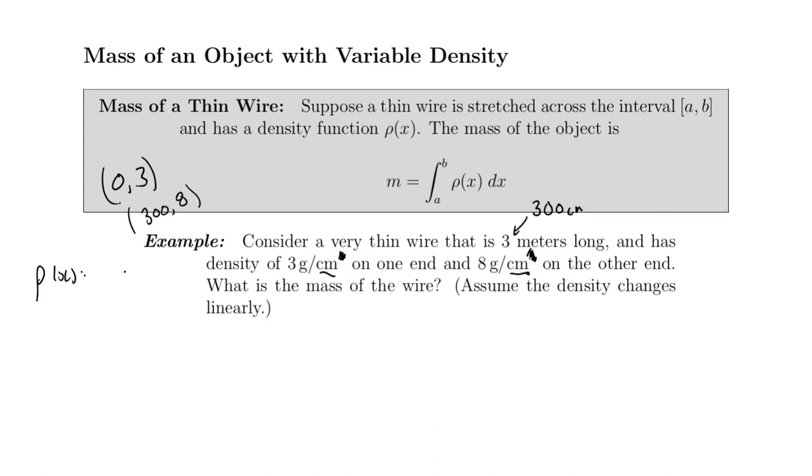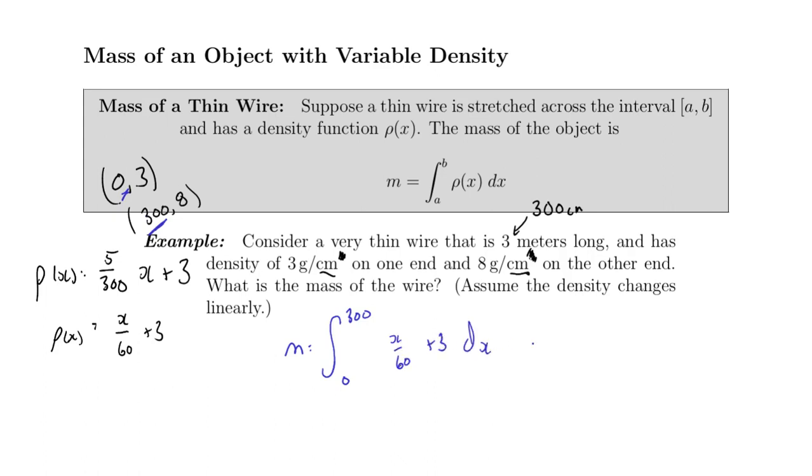Our slope is going to be a change of 5 over 300, and our y-intercept is 3. 5 over 300 is really 1 over 60. So this is x over 60 plus 3. That's our density function. Now what we can do is we can set up our mass by integrating on this interval. We'll say one end is 0, the other end is 300, because we started at 0 and went to 300 centimeters. And we have this nice density function, x over 60 plus 3 dx.